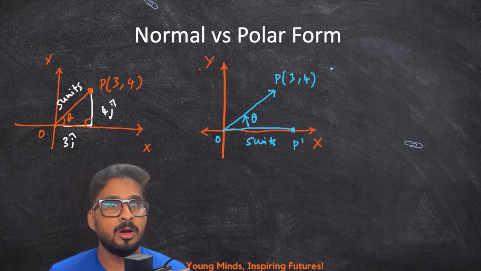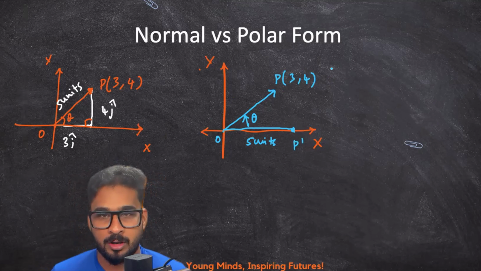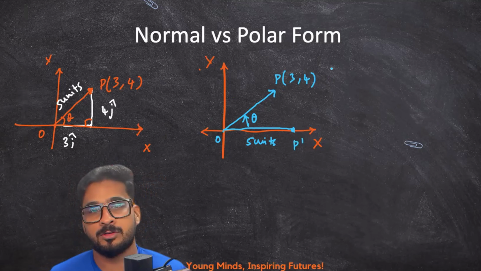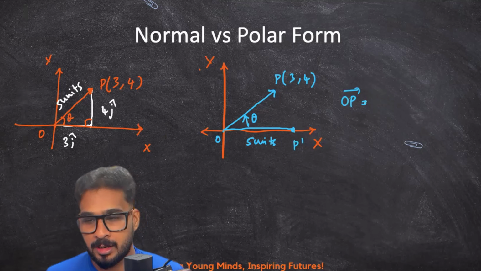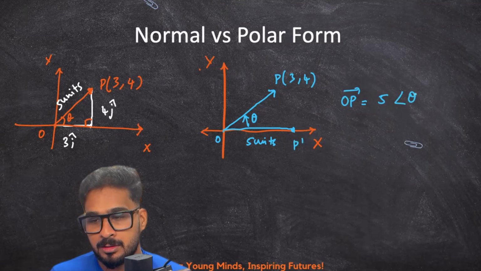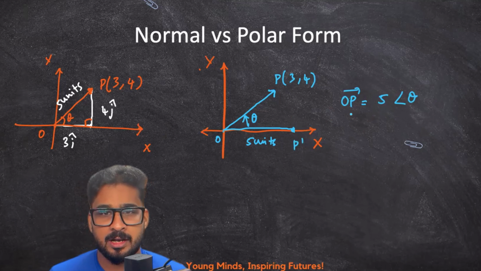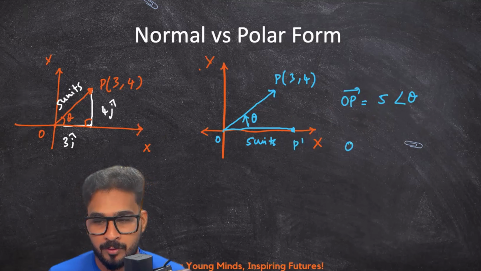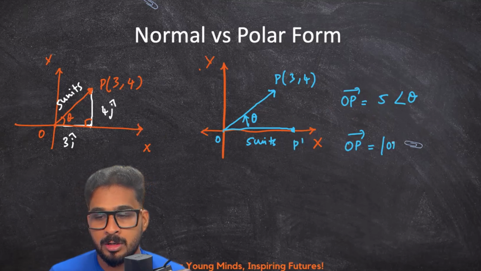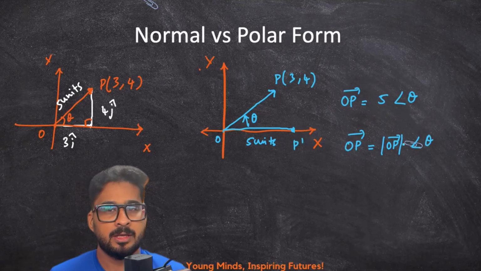Usually in physics problems, vectors are represented in polar form, and we will be converting it to normal form for easier addition and subtraction. Watch this video till the end to know how to add vectors and how to convert polar form to normal form. So now OP bar can be written as 5 angle theta. This representation is called polar form representation. In general, any vector can be represented in polar form, which is given by the modulus of OP angle theta, where theta is the angle made with the x-axis.